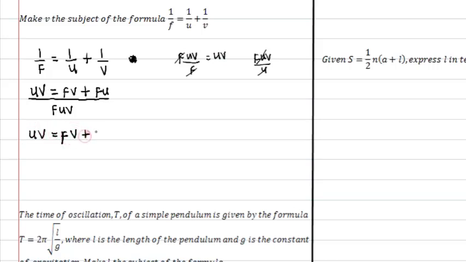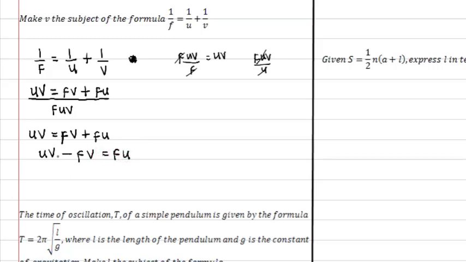f v plus f u. So remember, I want to make v the subject, and now we have v here and v here, so we have to join both of them together. Let's move this one to the other side. It's going to be u v minus f v. Remember, this is positive, so when we move it to the other side, it changes to negative. That's why there's a minus here. So I'm going to be left with equal to f u.